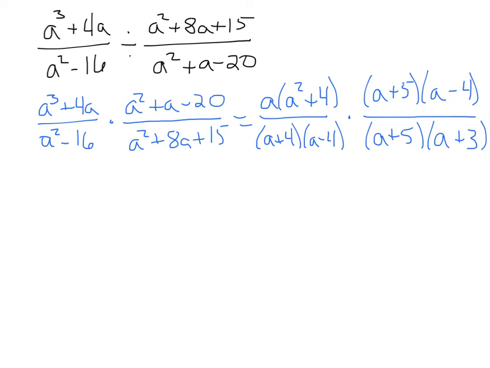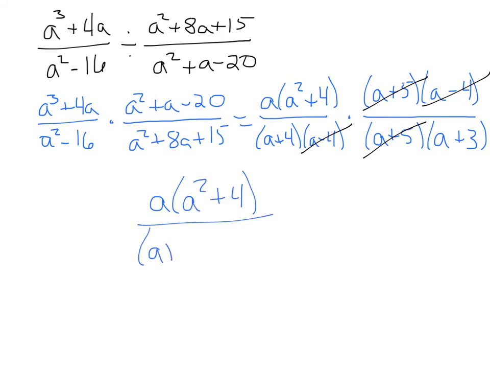Now we're going to cancel anything we can. So I see an a minus 4 that we can get rid of. I see an a plus 5 that we can get rid of. And that's it. You know, just be careful. These are not the same. You can't cancel anything about those. And so when we multiply straight across now, we have the numerator of a times a squared plus 4, and then a plus 4 over a plus 3.